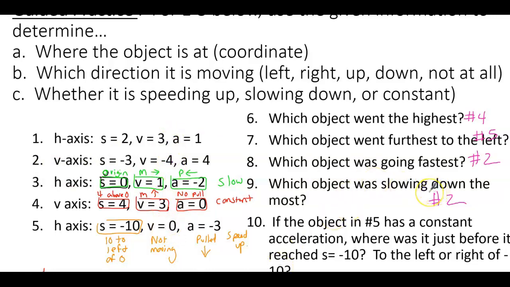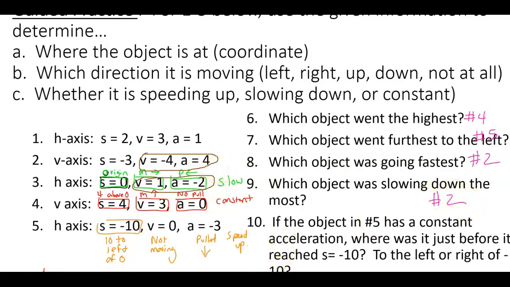Which object was slowing down the most? Now, slowing down is whenever the acceleration and the velocity are opposite signs. So we had that here, we had that here, and that is it. Okay, so those are the 2 situations where the object is slowing down. So which one's slowing down the most? Well, the one that would be slowing down the most is the one whose acceleration is greatest. The greater your acceleration, the more quickly your speed is changing. So the answer to this one would be number 2.